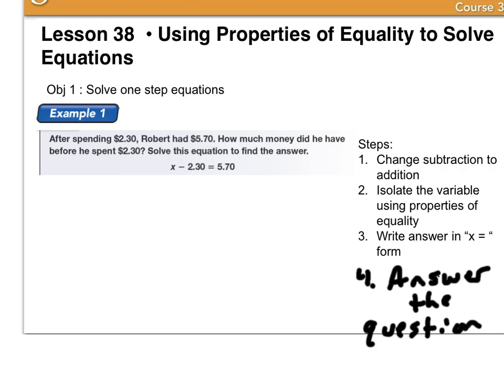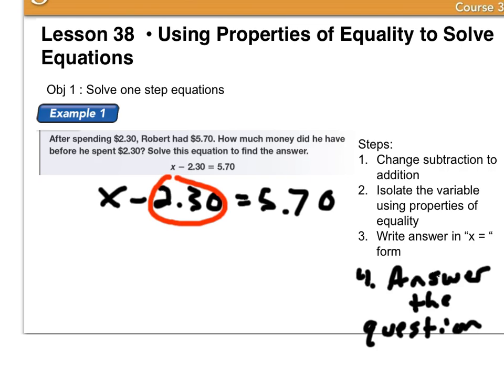Okay, so the very first thing I'm going to do, because it's always a good idea, is to rewrite my equation like it looks in my own handwriting. Okay, now step 1 says to change any subtraction to addition if we need to. So we're going to circle the number we're taking away, and we're going to change the whole equation to an addition equation. And we change the circled number to the opposite, in this case the negative version of 2.30.